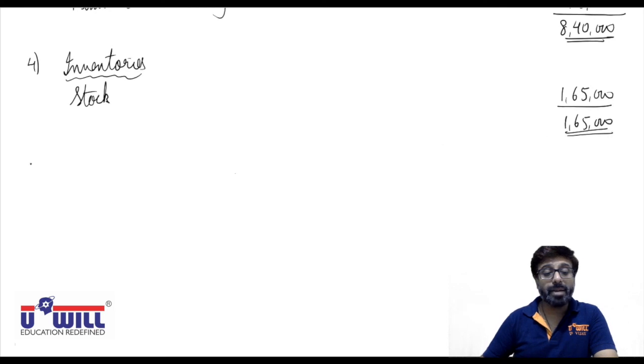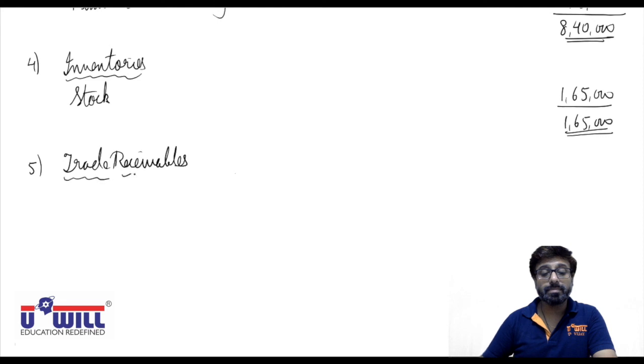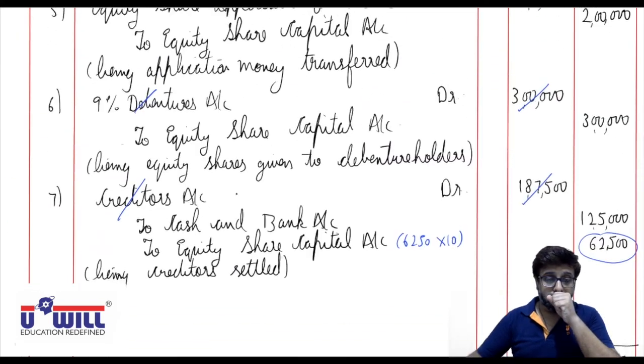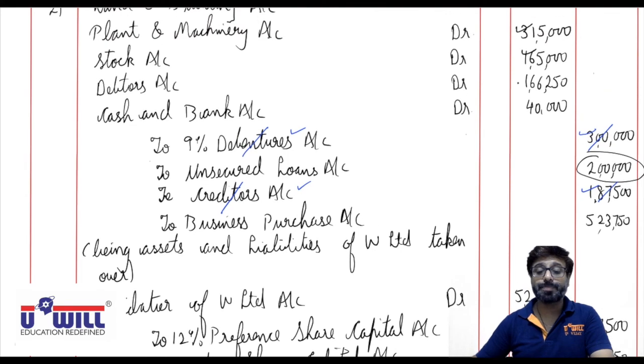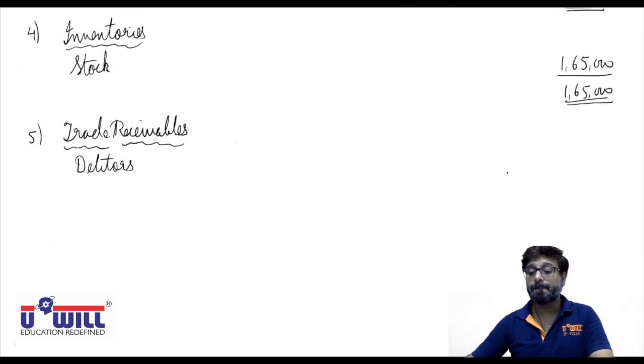Then trade receivables, that is debtors. Now debtors are how much? 166,250. Total also 166,250.